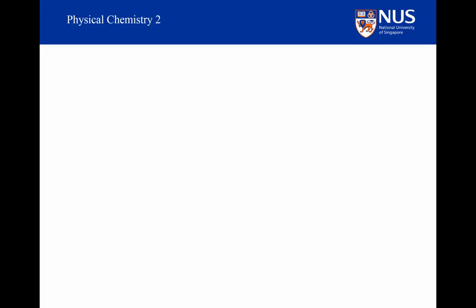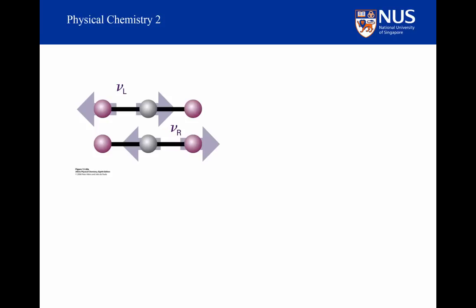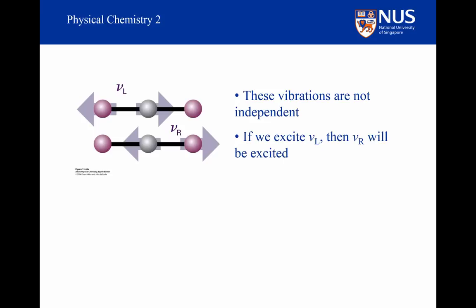Let's see if we can understand this in terms of carbon dioxide. Vibrations involve stretching of bonds. Let's consider the CO bonds in carbon dioxide vibrating separately. We have a left bond vibration and a right bond vibration. However, these vibrations are not independent. If we excite the left vibration, then because this involves motion of the central carbon atom, the right bond will be affected and the right vibration will be excited.